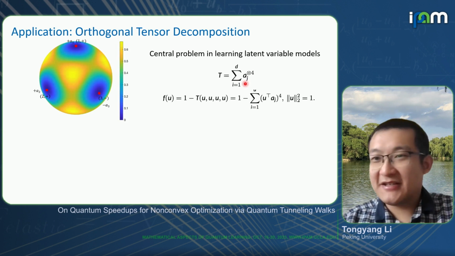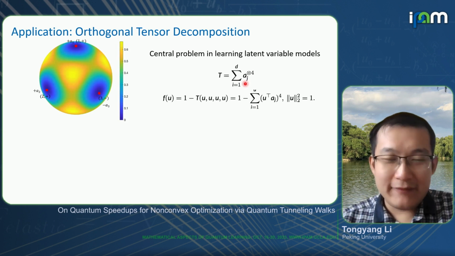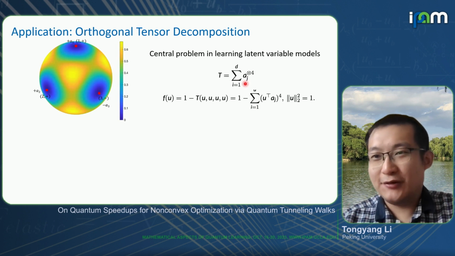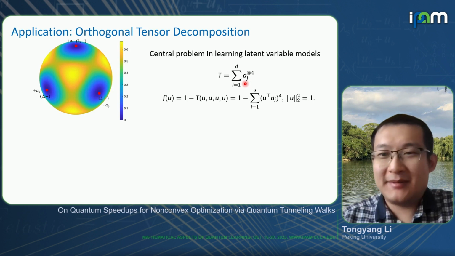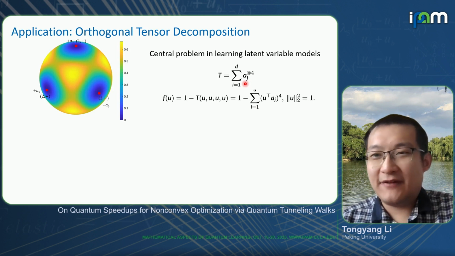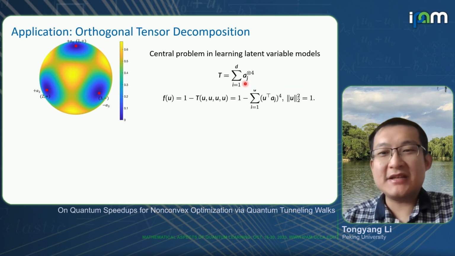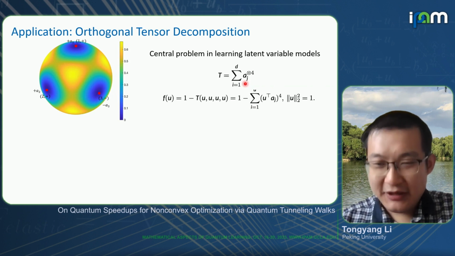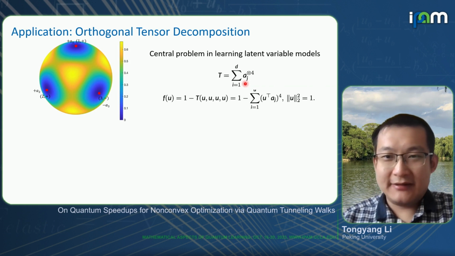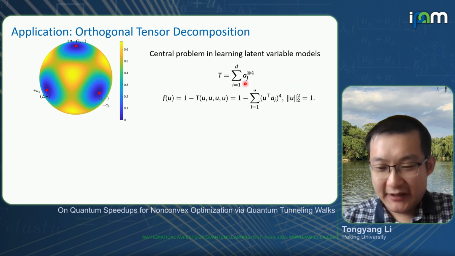In particular, this function really suits our theory well, because for this function, its local minima are global. All the local minima have function value 0. So this is quite good, and also this is orthogonal tensor decomposition. We really need to output all of the small tensors, all of the A_j's here.